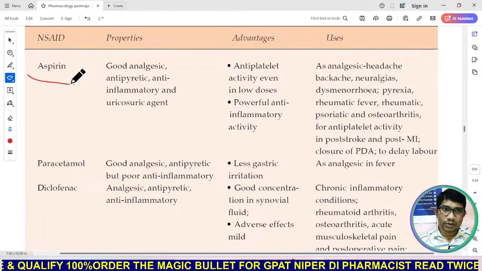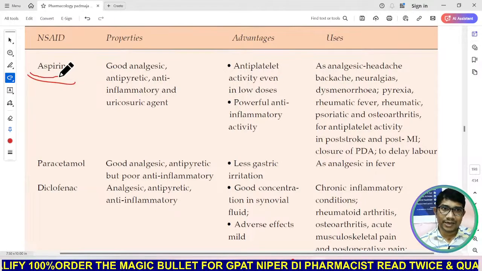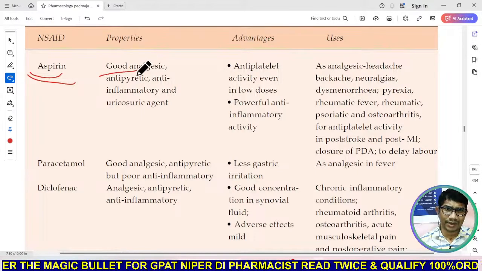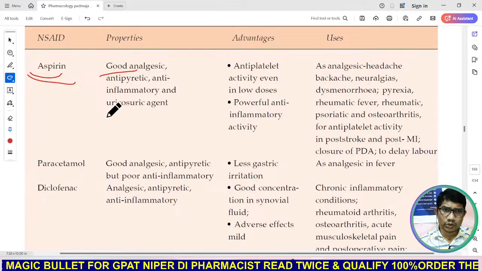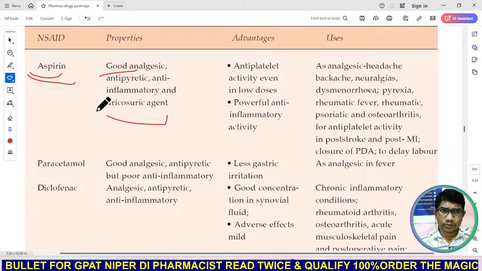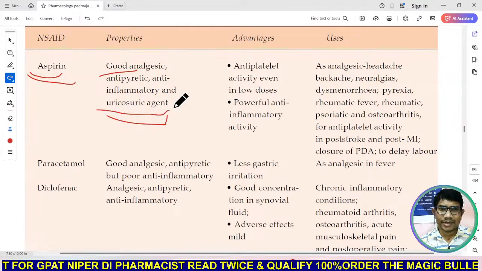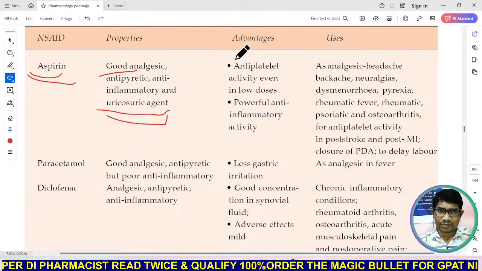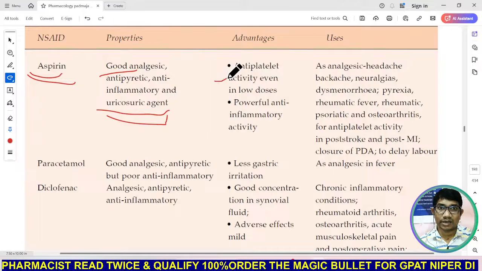तो एस्पिरिन क्या है? It is an acetyl salicylic acid. So it is a good analgesic, antipyretic, anti-inflammatory, also uricosuric drug, higher dose. Uricosuric मतलब क्या? It will increase the excretion of uric acid from the blood. तो इसके advantage है antiplatelet activity is seen only in a low dose.